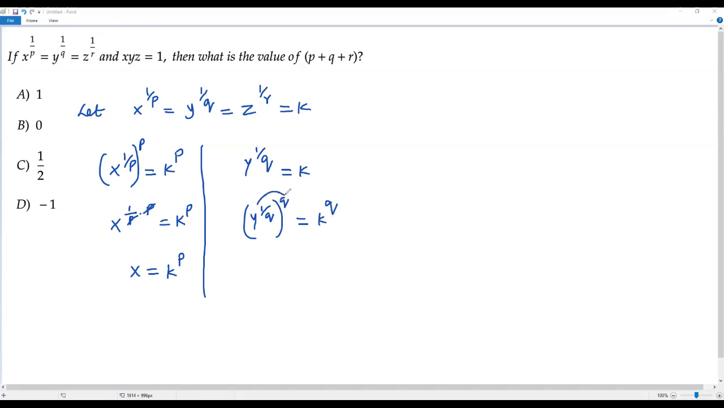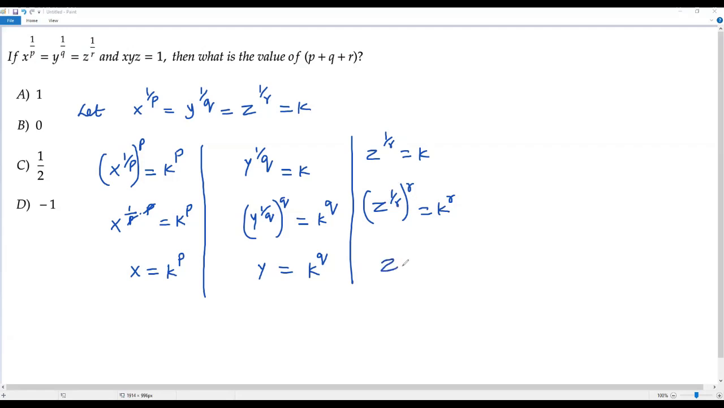Now when we multiply these two exponents, I'm just getting y to the first power, which is just y. Then I'm getting k to the power of q. Now let me equate the third one to k. Then I'm getting z to the power of 1 over r equals k. Now let me raise both sides to the power of the reciprocal of 1 over r, that is just r. Then I'm getting k to the power of r. When I multiply these two exponents, I'm getting just z to the first power, so z equals k to the power of r.